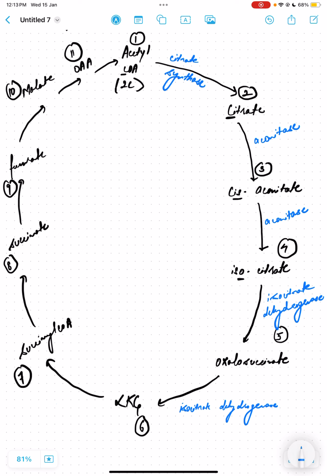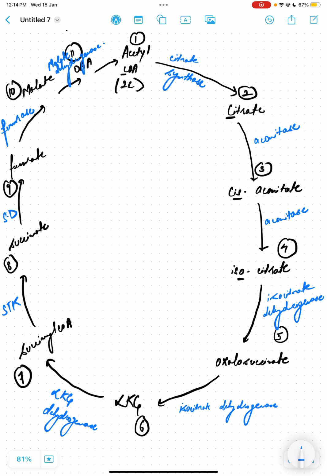From alpha ketoglutarate to succinyl coenzyme A, as per the name, it is alpha ketoglutarate dehydrogenase. From succinyl coenzyme A to succinate, we have succinate thiokinase. From succinate to fumarate, we have succinate dehydrogenase. From fumarate to malate, we have fumarase. And from malate to oxaloacetic acid, we have malate dehydrogenase. So you should remember.